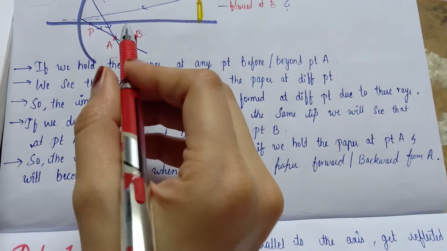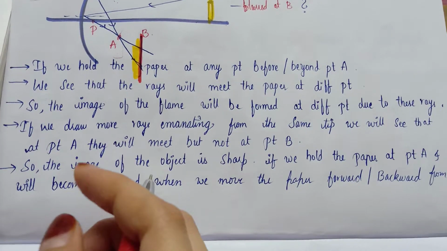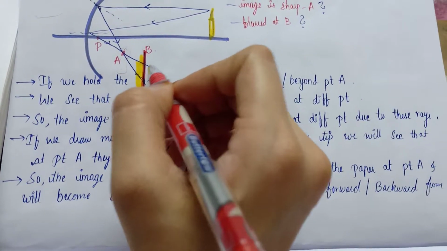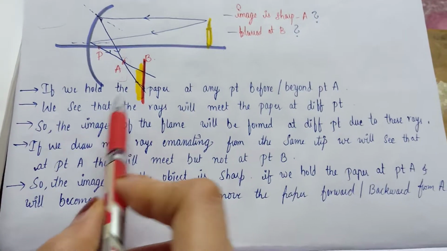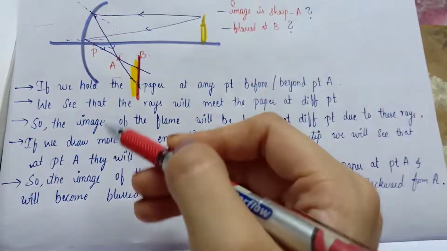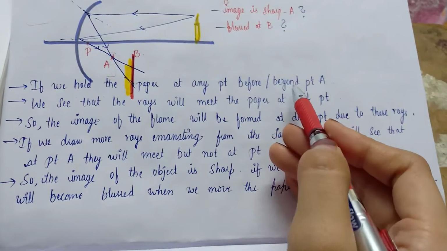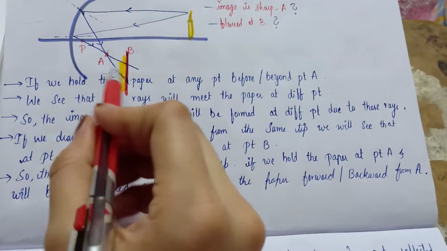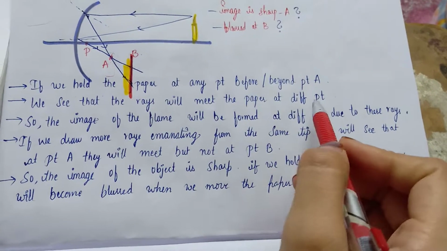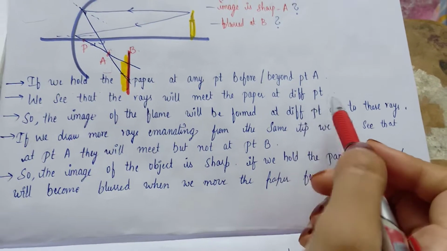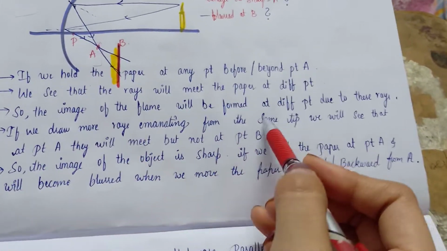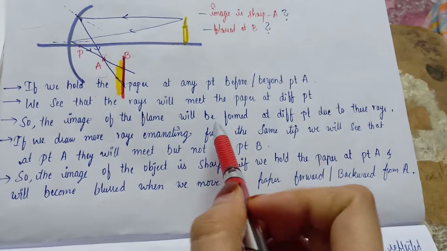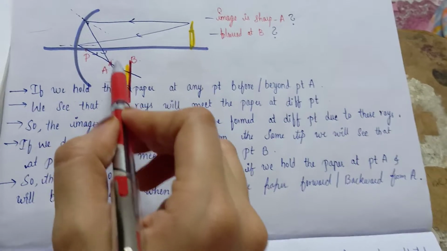Why at point A? And why is the image sharp at point A and blurred at point B? Because if we hold the paper at any point before point A or beyond it, the rays will meet the paper at different points. So the image of the flame will be formed at different points due to these rays. Due to these rays, the image of the flame will be formed at point A.